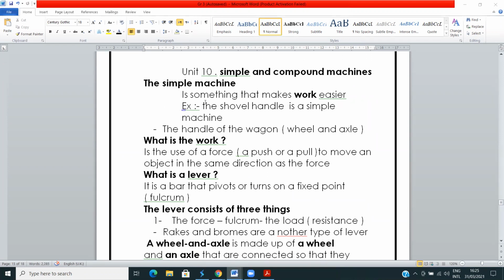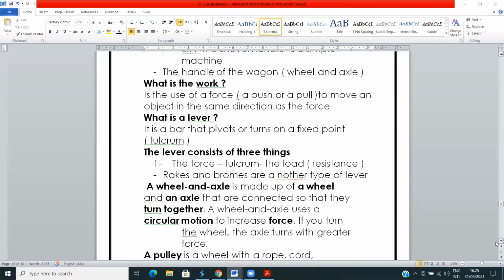I will explain this one another time, then I will ask you if you understand well, okay. If you don't understand well, I will repeat another time. What is the lever? A bar that pivots or turns on a fixed point called fulcrum. The lever consists of force, fulcrum, and load resistance. Rakes and drums are another type of lever. We have lever, we call this simple machine here, you know. Simple machine, we said, is anything that makes the work easy for you.